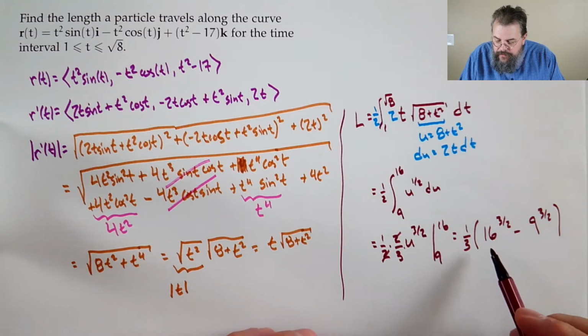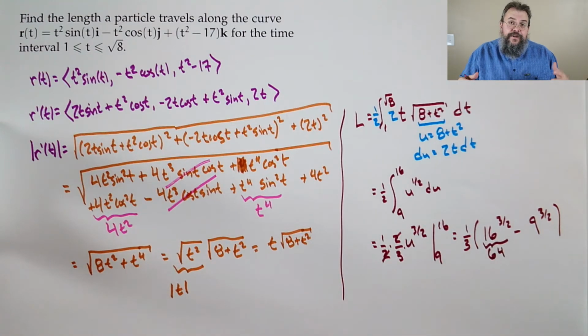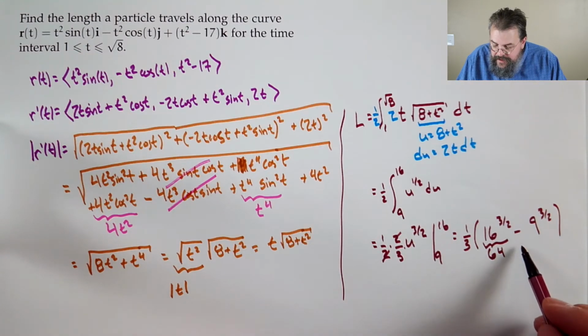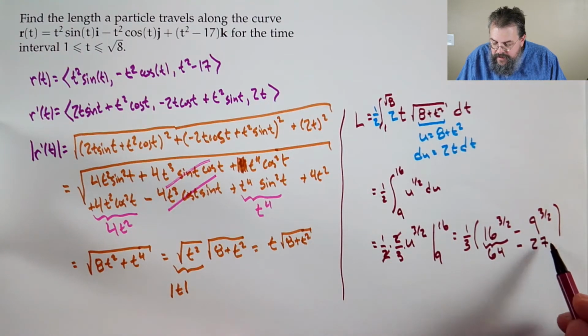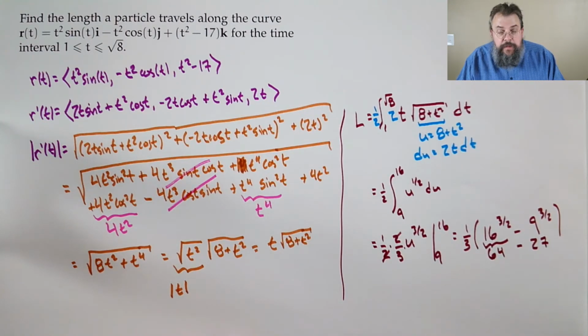Okay, so that's 64. And 9 to the 3/2, okay, 9 cubed, yeah, come on, give me a break. What are we really doing? We're really taking the square root of 9, which is 3, 9 to the 1/2, 3, and cubing it. 3 times 9 is 27. Okay, so subtract 27. All right, well, if you take 64 and you subtract 27, that's a number.